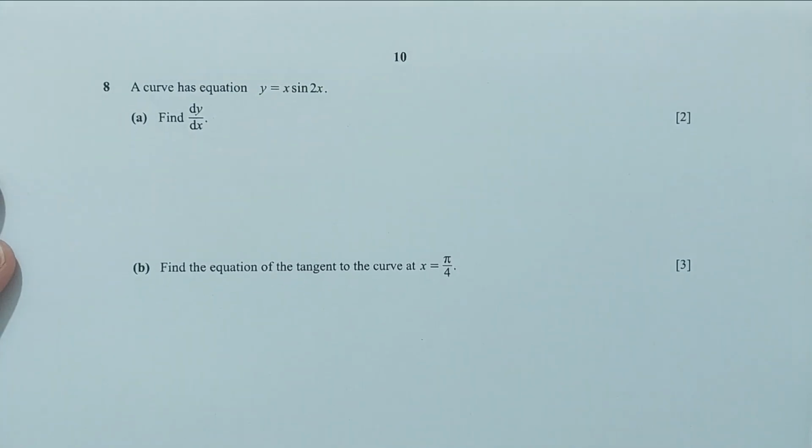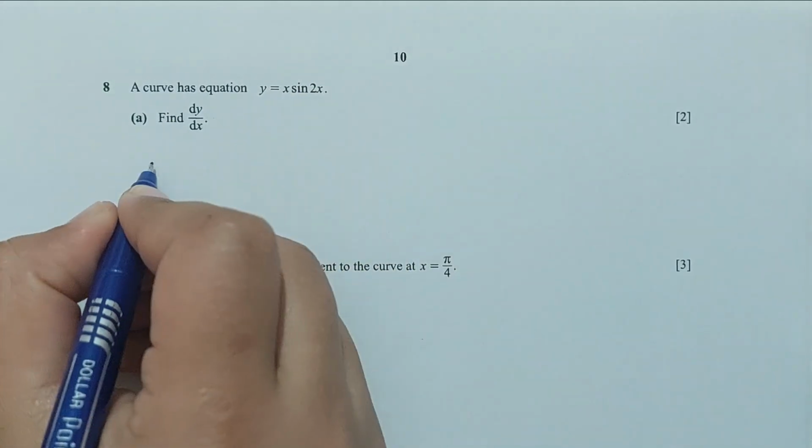Question number 8. A curve has an equation y equals x sine 2x. Part A, find dy by dx, right? So for dy by dx, we have to use the product rule.